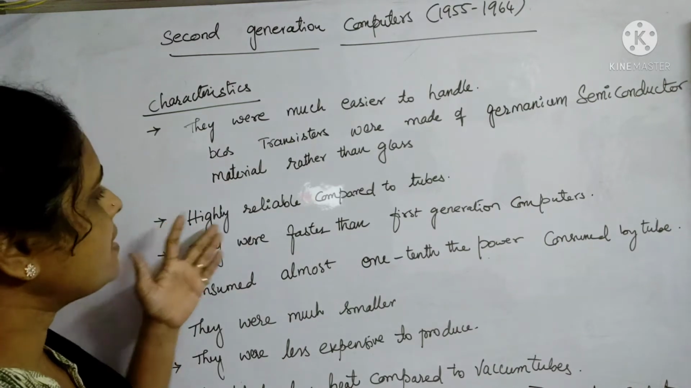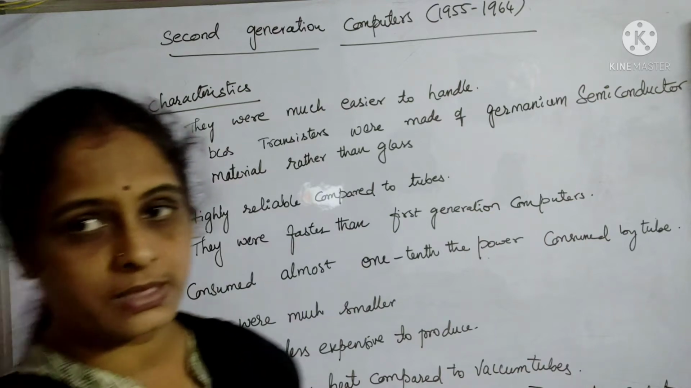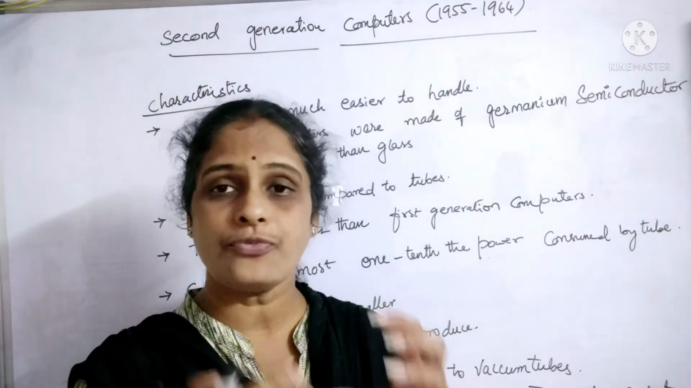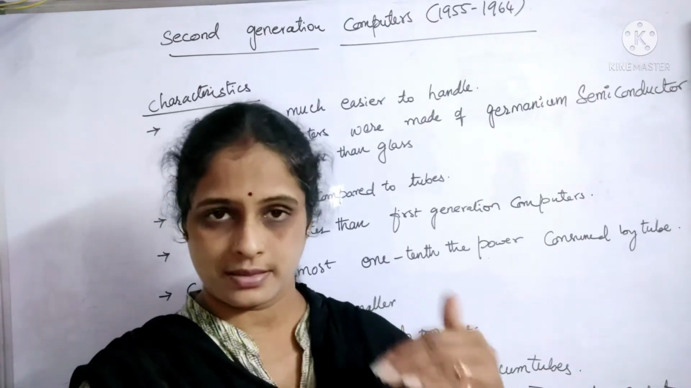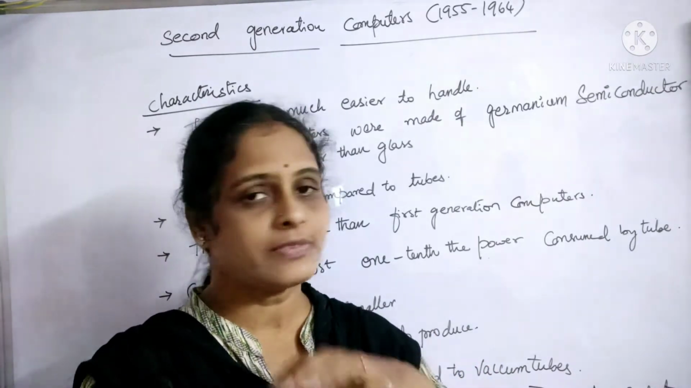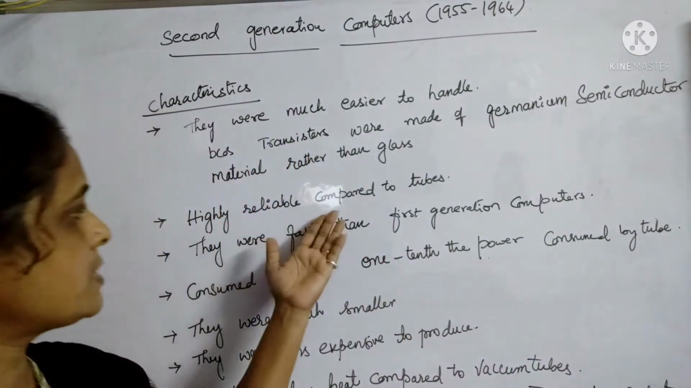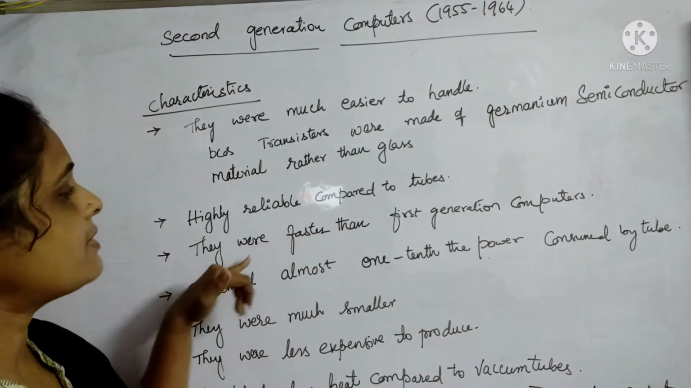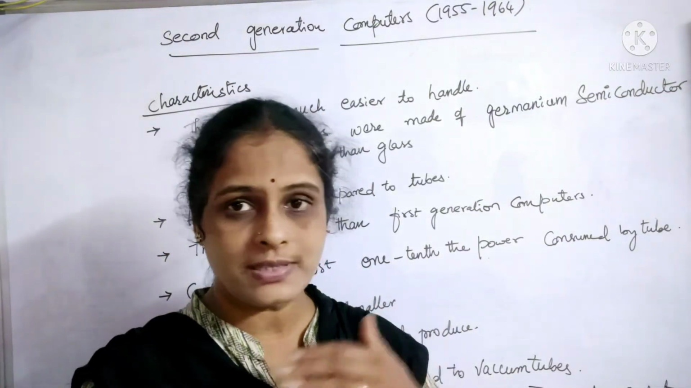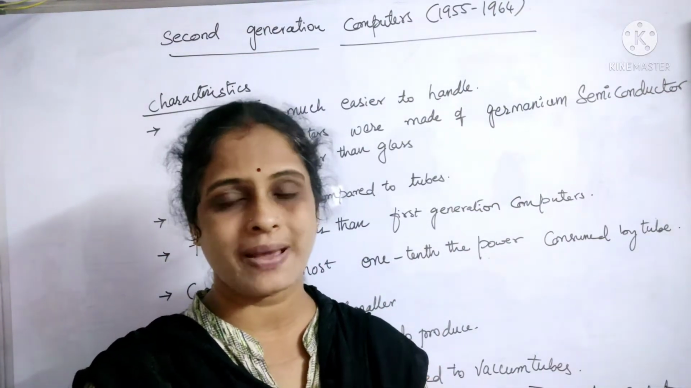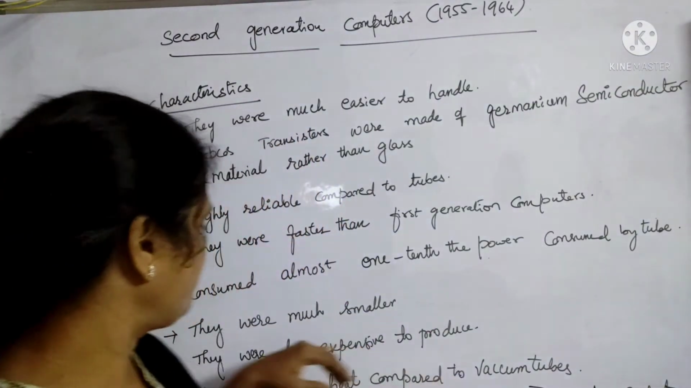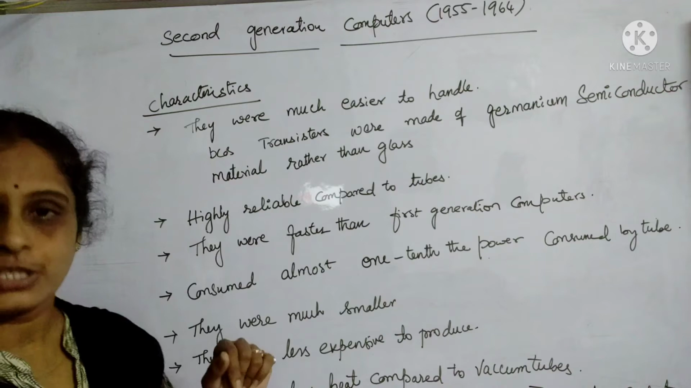Next, they were highly reliable compared to tubes, because there were no frequent failures in these second generation computers. It was easy to handle. There were no failures. That is the reason why it was highly reliable. They were faster than the first generation computers. Processing was fast. Storage capacity was comparatively more. So it was faster.